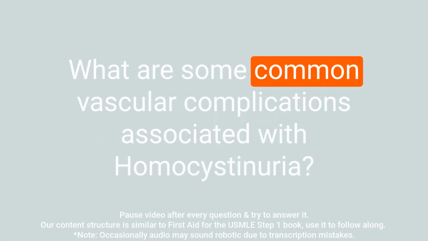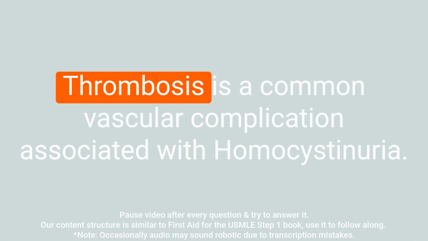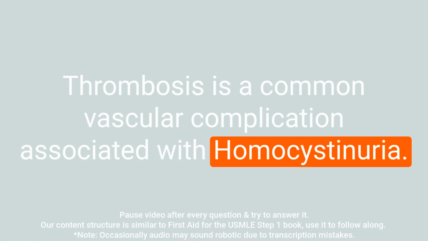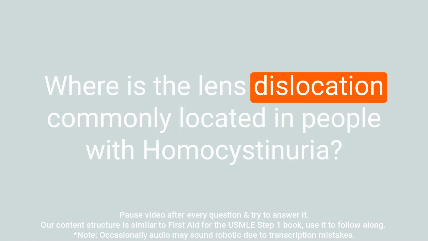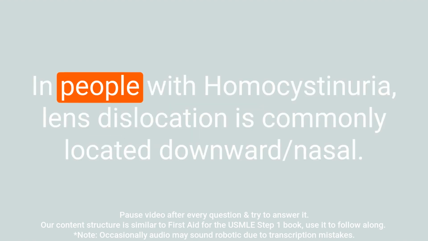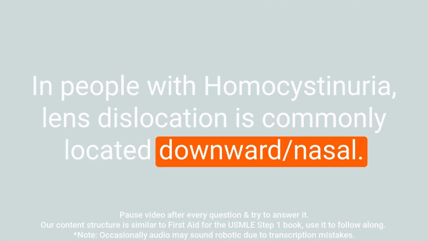Question: what are some common vascular complications associated with homocystinuria? Answer: thrombosis is a common vascular complication associated with homocystinuria. Question: where is the lens dislocation commonly located in people with homocystinuria? Answer: in people with homocystinuria, lens dislocation is commonly located downward, nasal.